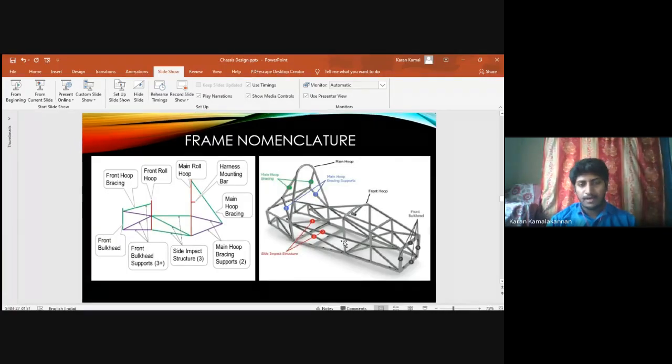Now we can look at the frame nomenclature, what a space frame is and what its components would look like. We have the front bulkhead, and then the bracings and supports of the front bulkhead, reading from the front. Next is the front roll hoop, and in between we have the driver cockpit, with the side impact structures at the sides. Next is the main roll hoop, where we have the harness mounting point for the seat belts. Next is the rear bulkhead, where we will place components, and we have the bracings for the roll hoops. So this is the basic frame nomenclature of a space frame.